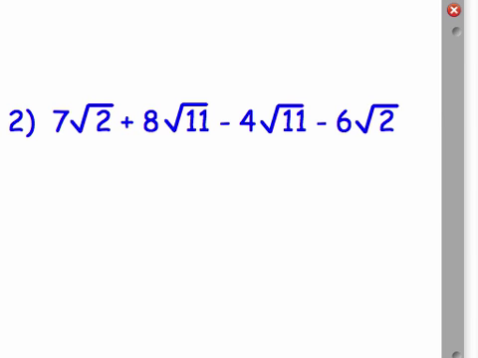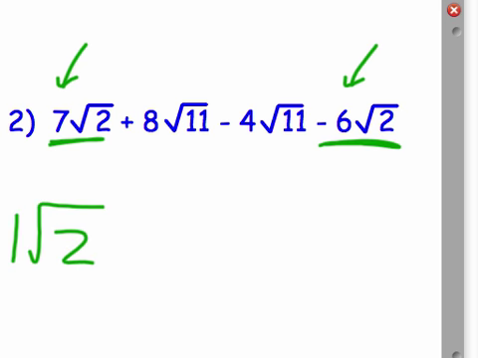Okay, now we're dealing with a couple different terms here. I have terms with a root 2 in it, so I can combine those two. All we're looking at is their coefficients. So I have a 7 and a negative 6. So 7 minus 6 gives me a 1. So really I have 1 root of 2 left. I don't really have to write that 1, so I'm going to erase that, because 1 times the square root of 2 is just the square root of 2.